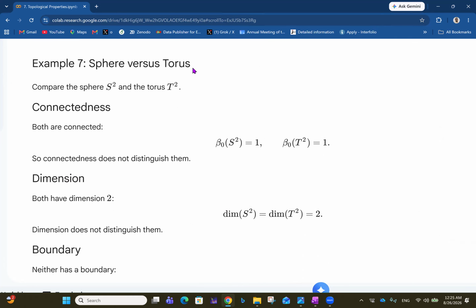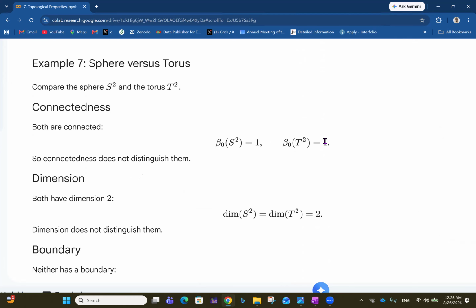So we talk about sphere versus torus. Compare the sphere S2 and the torus T2. For connectedness, they are both connected, because beta naught of S2 is 1 and beta naught of T2 is also 1. So connectedness does not distinguish them, and you can still continue. If they did not have the same connectedness, you would have concluded straight away that they're not homeomorphic.